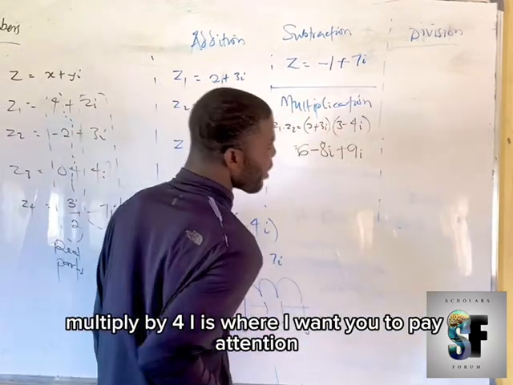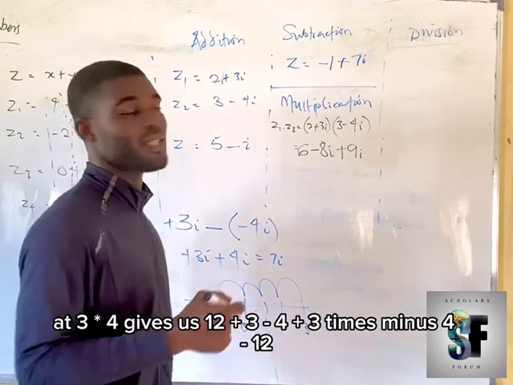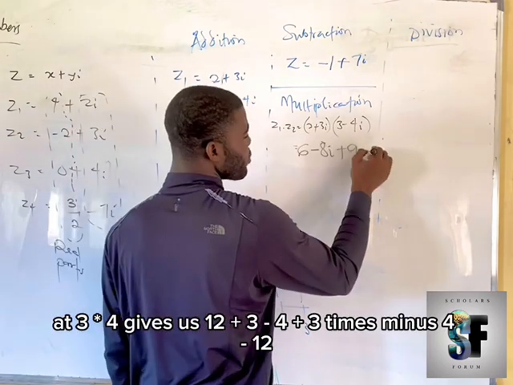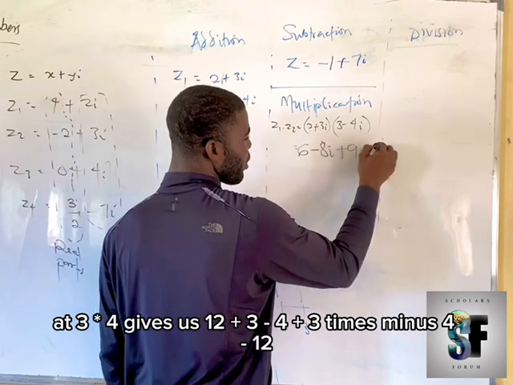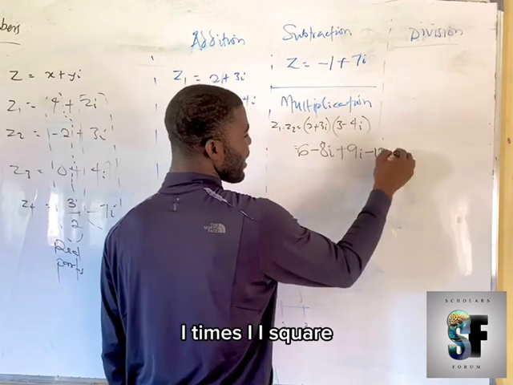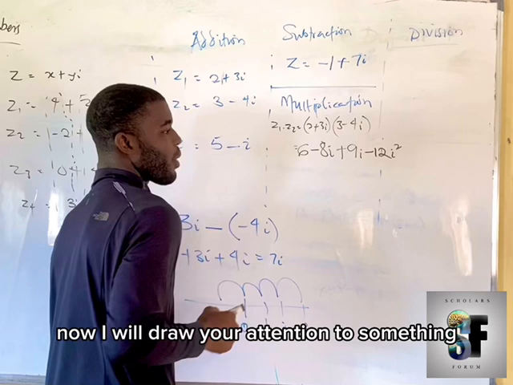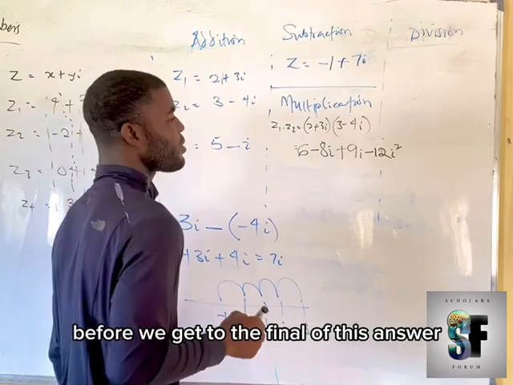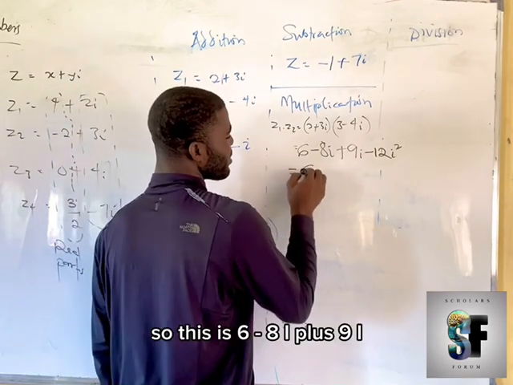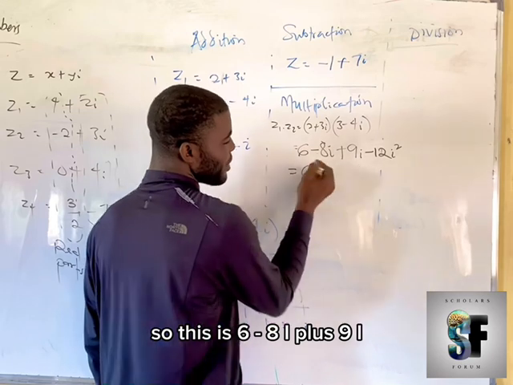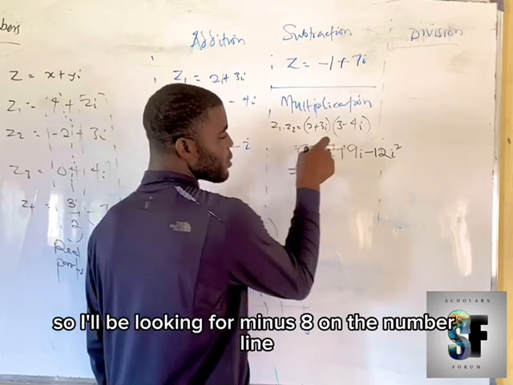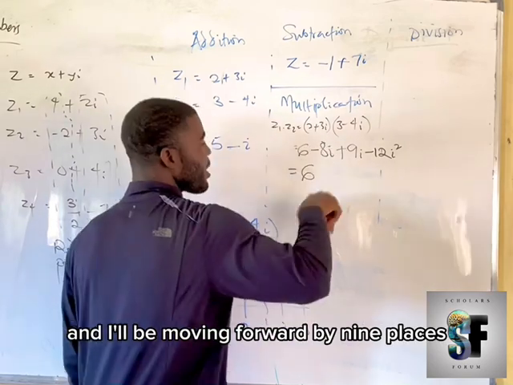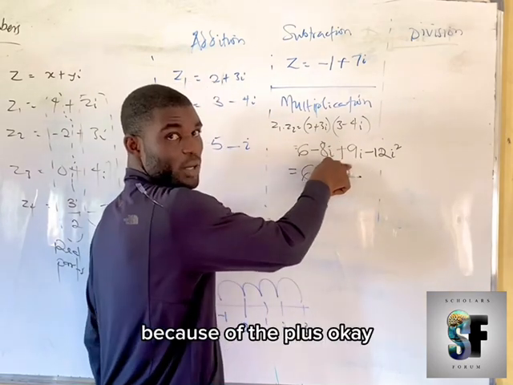3i multiplied by 4i is where I want you to pay attention. 3 times 4 gives us 12, plus 3 times minus 4, minus 12, i times i, i squared. Now I will draw your attention to something before we get to the final answer. So this is 6 minus 8i plus 9i. So I have a minus 8, I have a plus 9. Minus 8 plus 9. So I'll be looking for minus 8 on the number line, and I'll be moving forward by 9 places because of the plus.